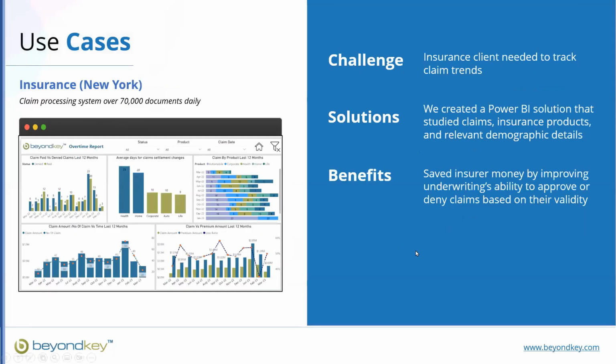The third and final use case that we have is for an insurance organization in New York. And this organization was also looking for help with claims processing. They had over 70,000 documents coming into their claims processing system every single day. That's a lot of documents to go through. And what we did was we took all this data from these different documents, and we started creating trends.